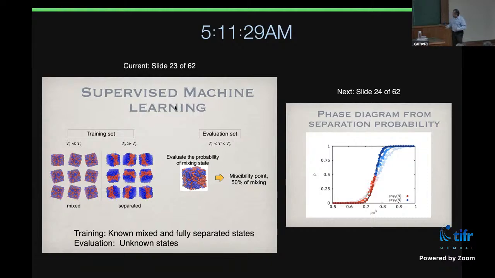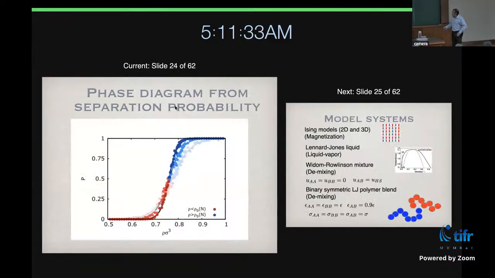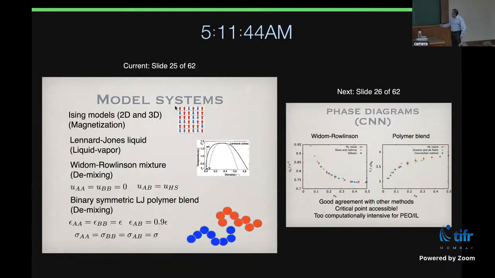So what you get out of this is the probability that it is mixed. And so from that, you can get the phase diagram, which I will show in a bit. These are our model systems. I already talked about the Ising model, then the Lennard-Jones liquid-vapor, and then this binary symmetric polymer blend.